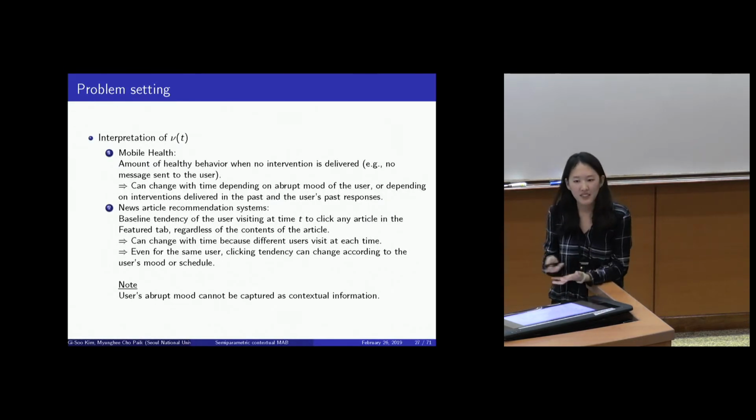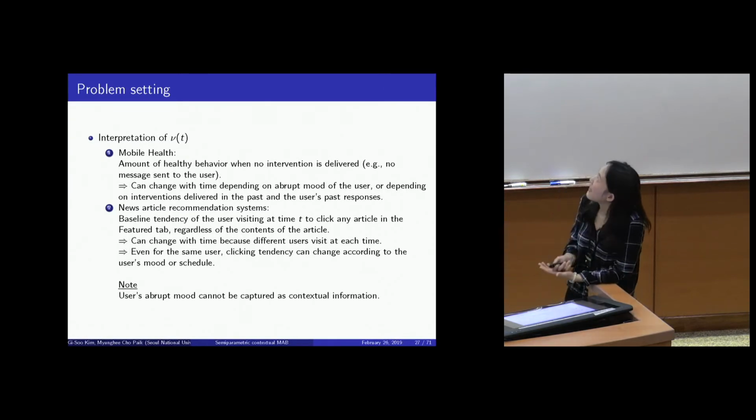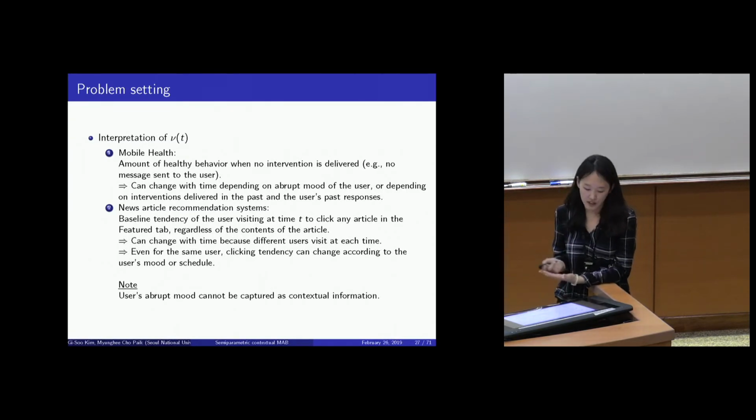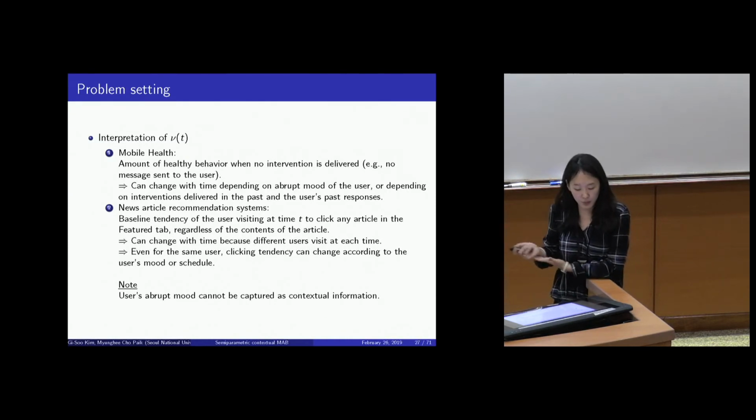There can be several interpretations of this nu_t. In mobile health, nu_t can represent the amount of healthy behavior when no intervention is delivered. So this baseline behavior can change with time depending on the abrupt mood of the user or depending on the intervention delivered in the past and the user's past responses. So whether there were too many interventions or too few interventions.